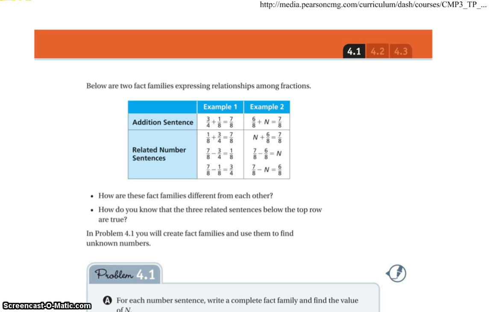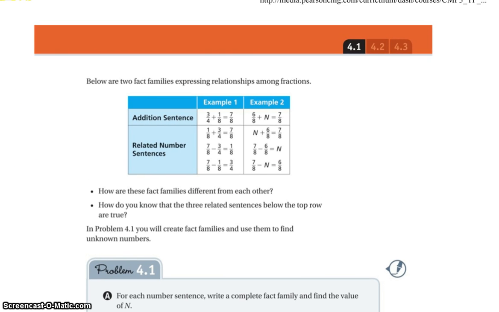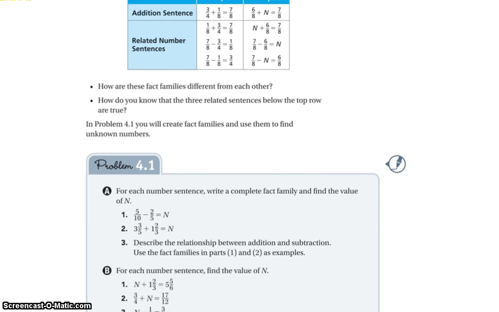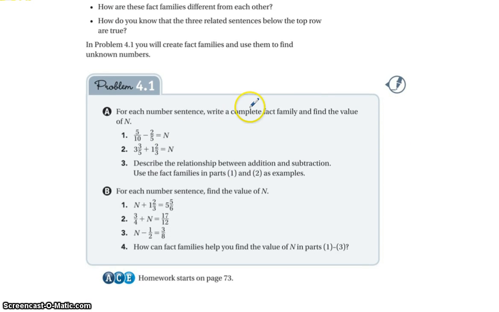All right, so I'm going to take a look at A1 here. Going to scroll down here, and it says for each number sentence, write a complete fact family and then find the value of n. So I'm going to do A1. Okay, and before you come to class tomorrow, I want you to make sure that you have solved the rest of A. So I'm going to do A1 up here. A1. The fact is 5/10 minus 2/5 equals n. Okay, so that's the original fact.